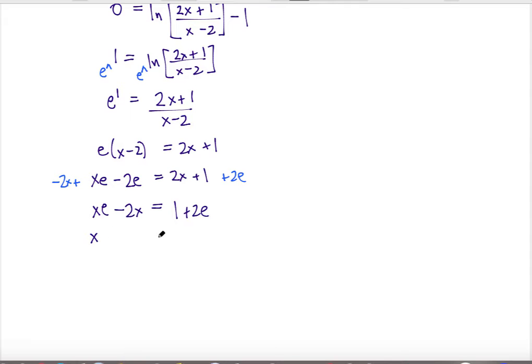Then I will factor out my x. So I have x times e minus 2 equals 1 plus 2e. And now I can divide both sides by e minus 2, leaving me with just the single root of x equals 1 plus 2e over e minus 2.